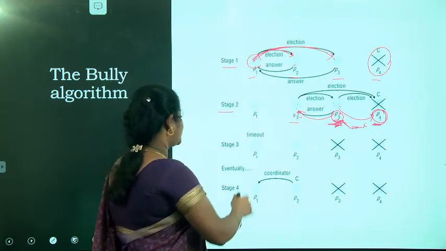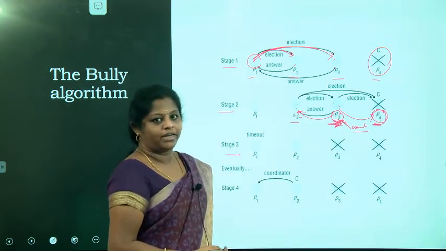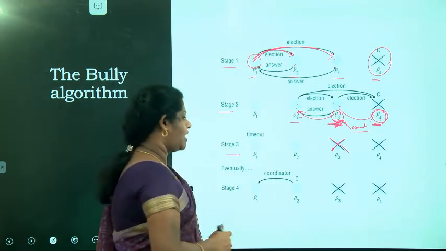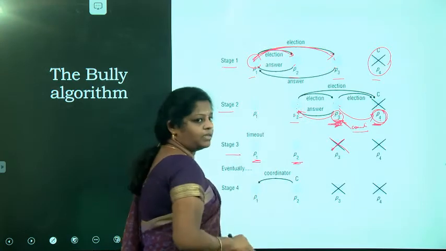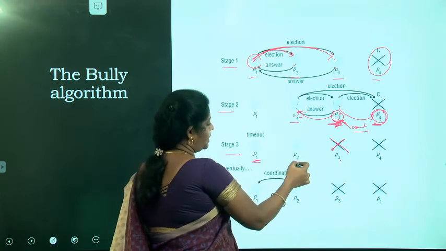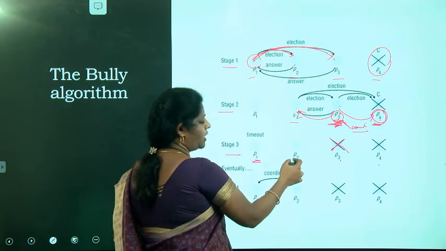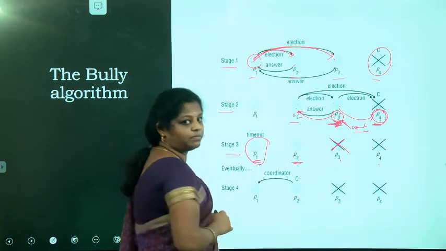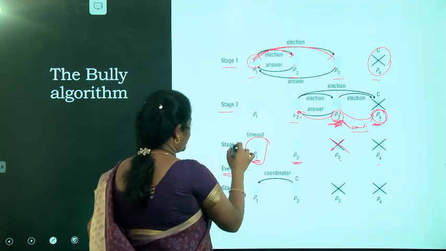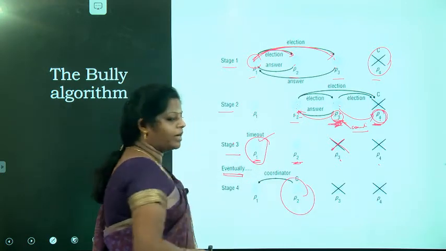And in stage 3, before P3 announces that it has become the coordinator, it also crashes. P3 is also crashed now. P2 is also waiting, and P1 is also waiting. P1 is waiting for the election message from these two, and P2 is waiting for P4. But compared with P1 and P2, this timeout is larger. Eventually this timeout will be removed, and then P2 will be the coordinator at the last stage.